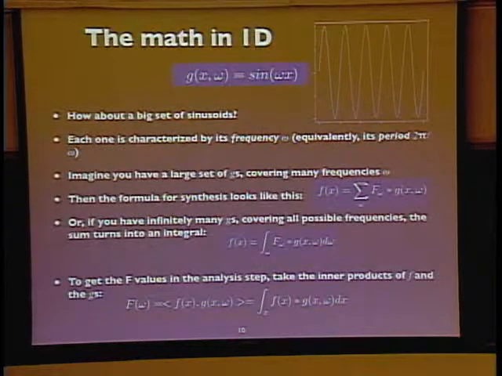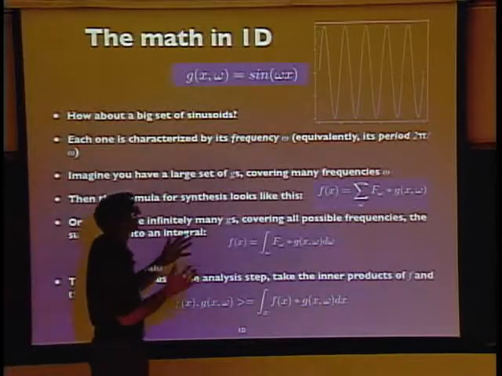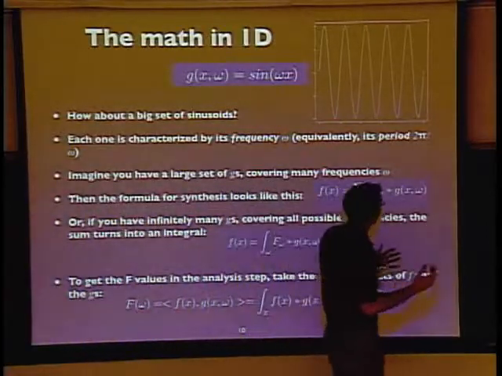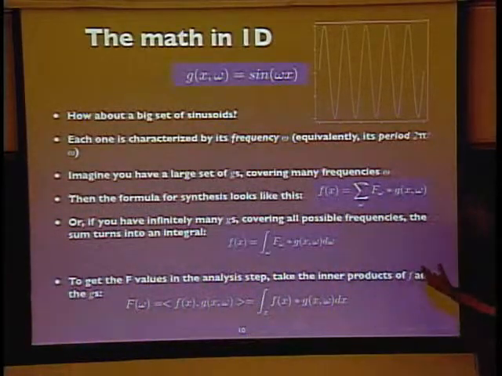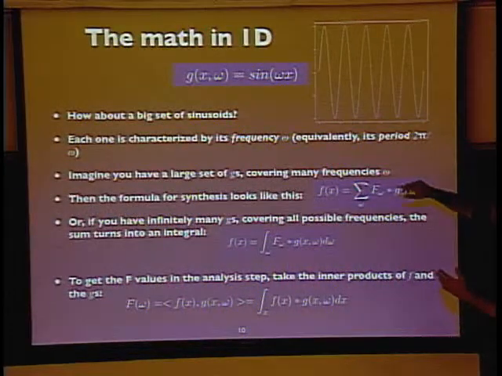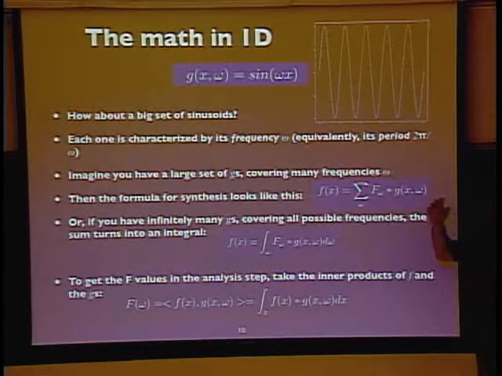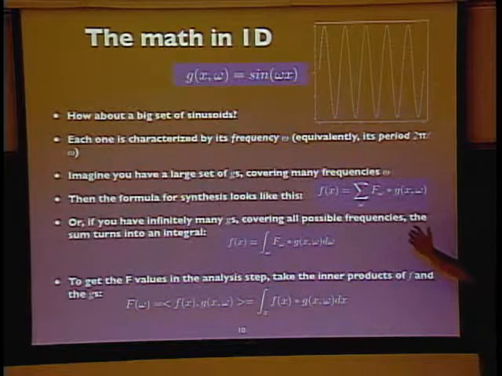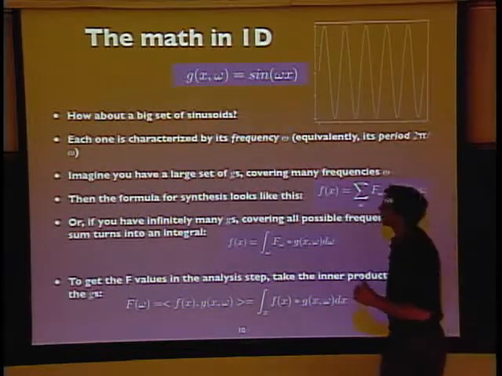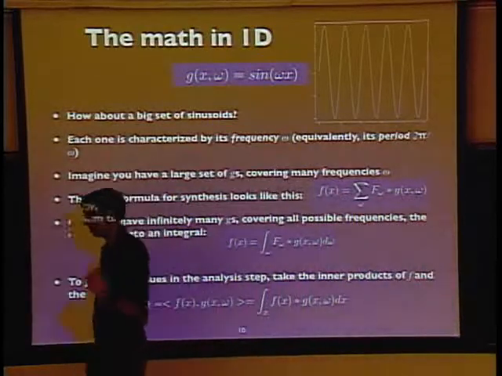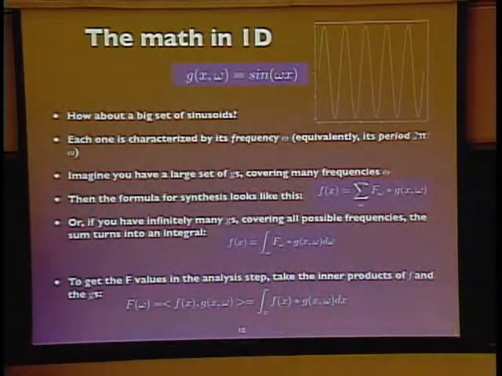Well, let's say that we have a big set of sinusoidal functions. How would we characterize this big set of sinusoidal functions? Well, each one can be characterized by its frequency omega. And hopefully everyone knows what the frequency of a sinusoidal function is. Or equivalently, its period, which is to say how long does it take to go over its whole cycle and back to the beginning point.